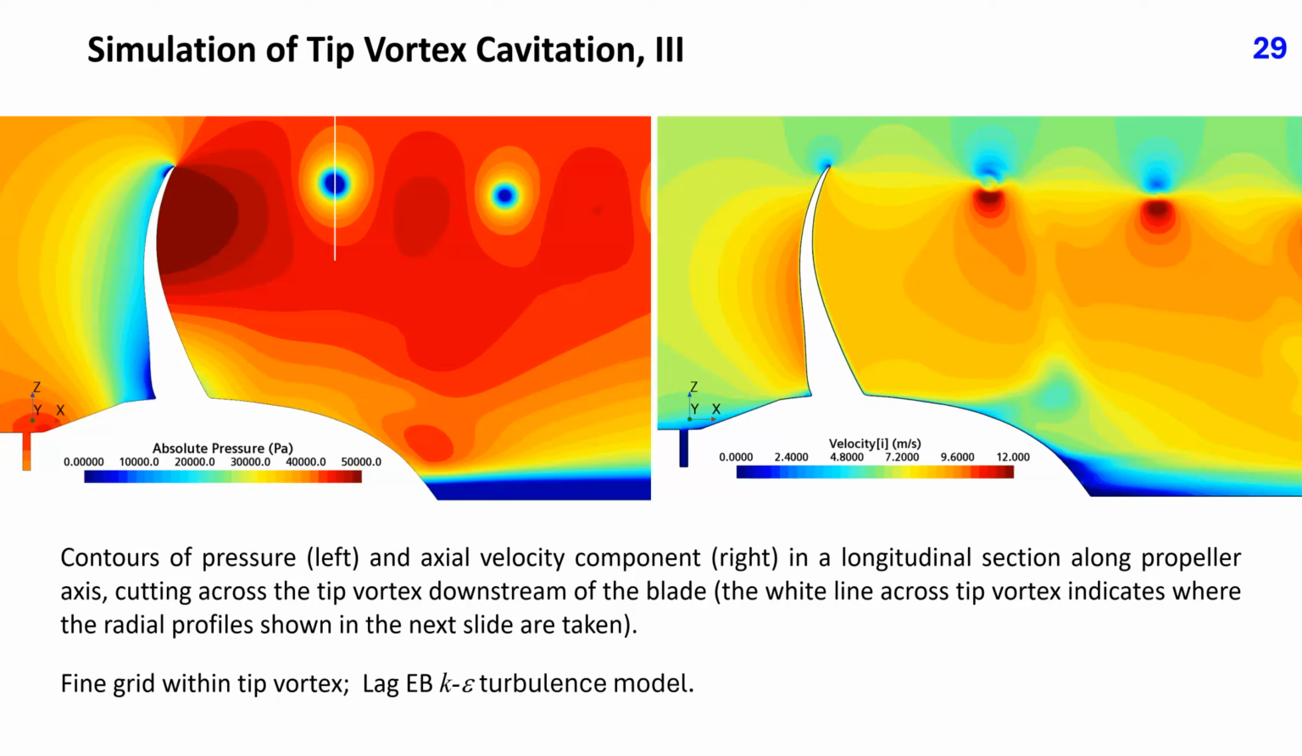The white line across the tip vortex indicates where the radial profiles shown in the next slide are taken. These plots are from the RANS simulation on the fine grid within the tip vortex using the Leg EB k-epsilon turbulence model.